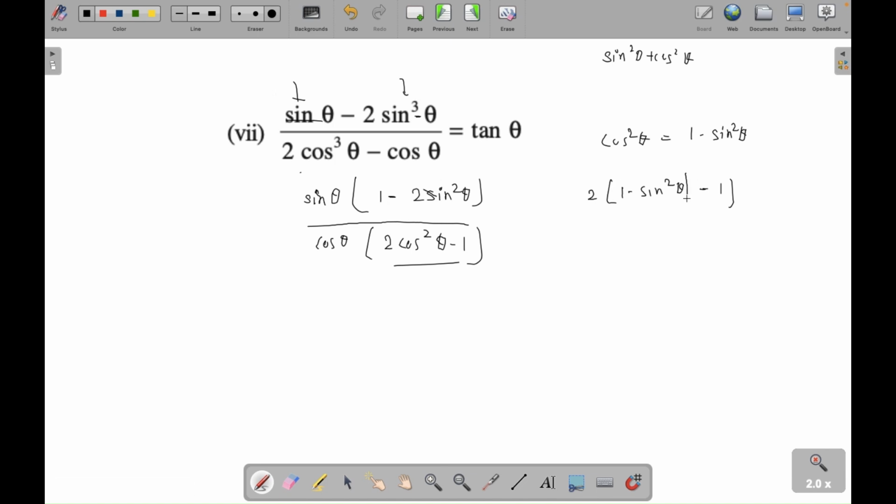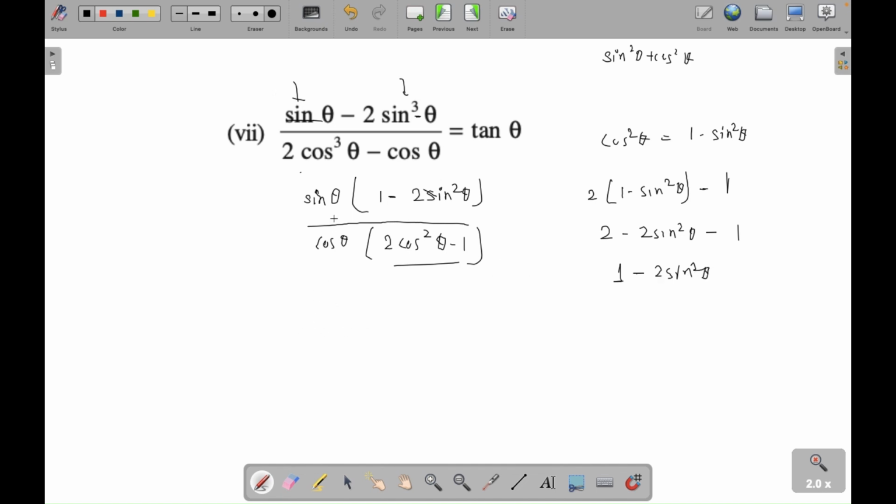So 2 times cos square theta; instead of cos square theta, we wrote 1 minus sine square theta, and then minus 1. So this becomes 2 minus 2 sine square theta minus 1, which becomes 1 minus 2 sine square theta. So this is equal to 1 minus 2 sine square theta.